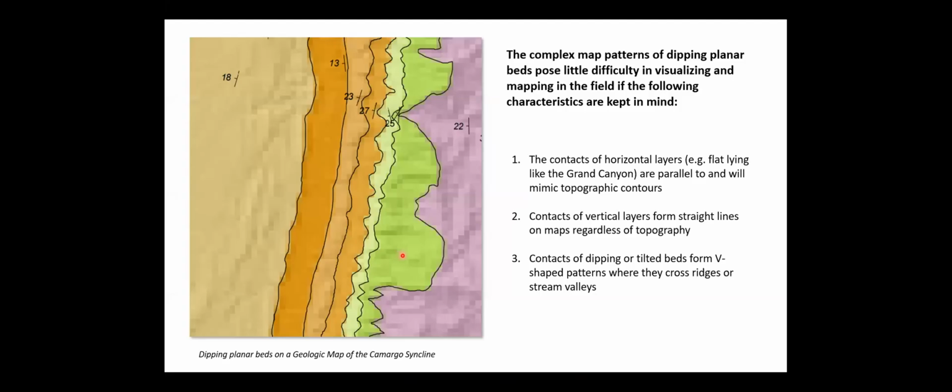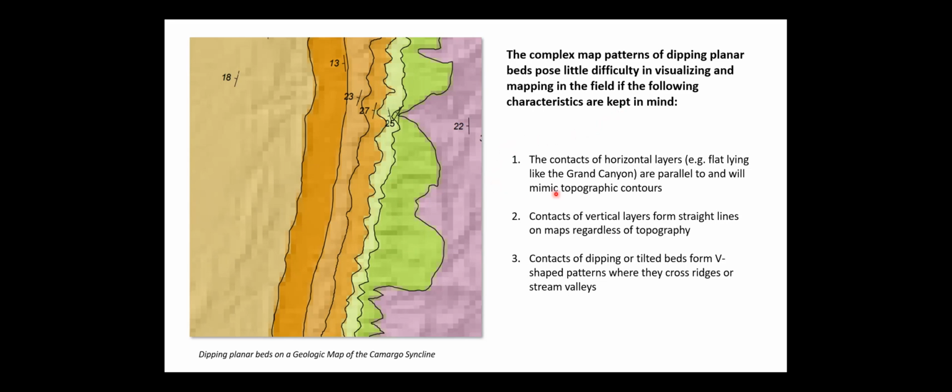Okay, so here's the map of that previous aerial image. This is some dipping planar beds on a geologic map of the Camargo syncline in Bolivia. And it looks complicated, but really it's just showing us that all these beds, and we can see from even the strike and dips, they are striking generally to the north-northeast and tilted on this side of this fold to the west. Okay, so the complex patterns of dipping planar beds eventually pose little difficulty in visualizing and mapping in the field if you just keep the following characteristics in mind.